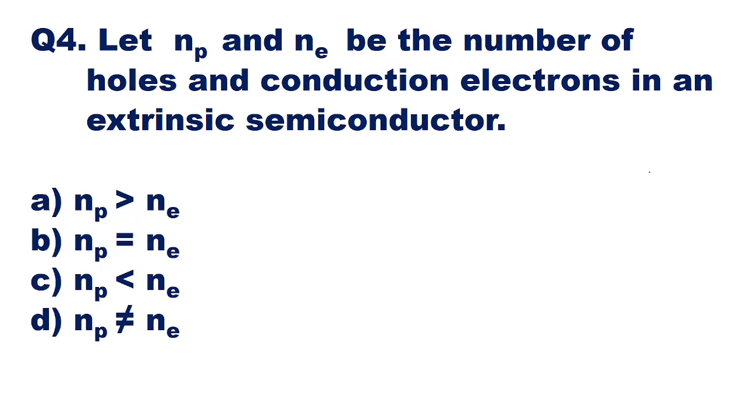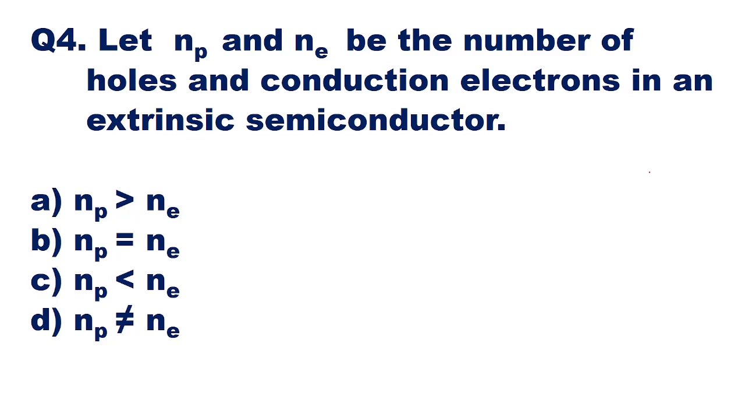Now here in this question it is asked: let Np and Ne be the number of holes and conduction electrons in an extrinsic semiconductor. So Np is the number of holes and Ne is the number of conduction electrons, or free electrons. And here we are going to analyze an extrinsic semiconductor.